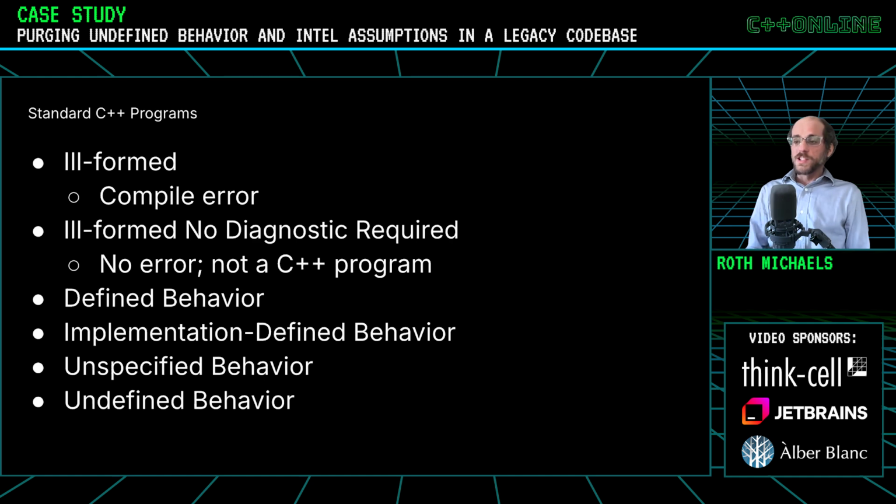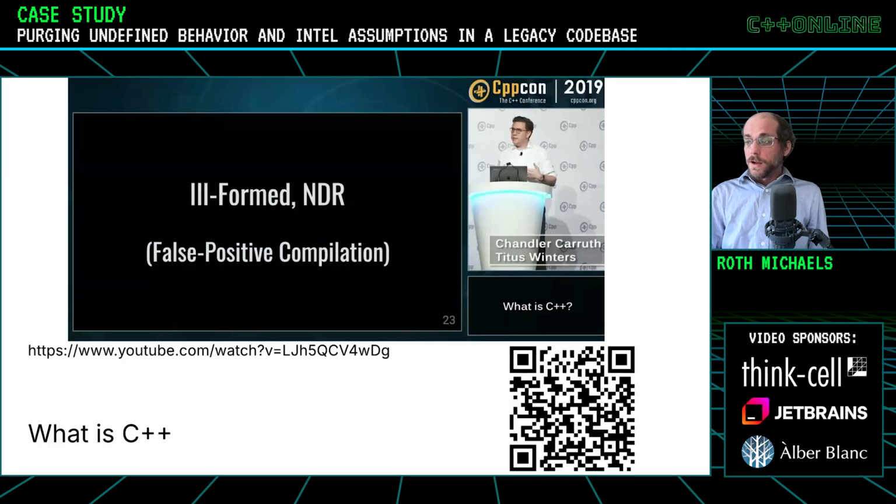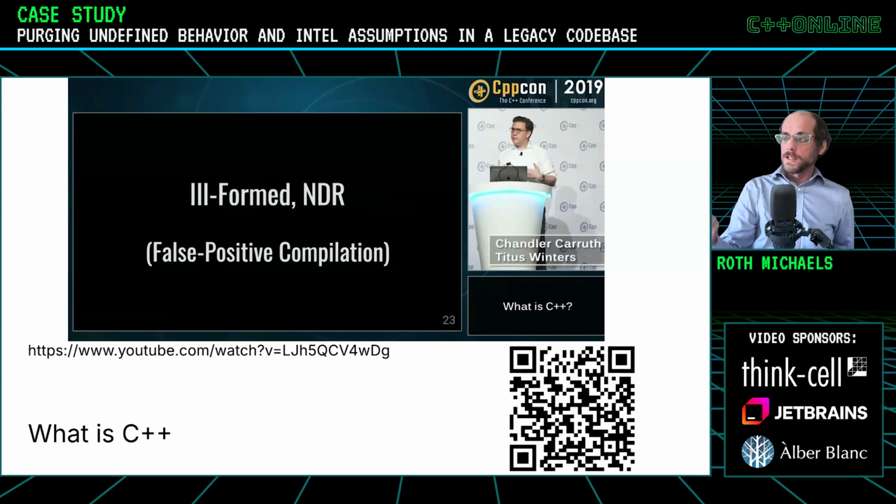And as far as the runtime behavior of your programs, you have defined behavior, where that's the deterministic behavior, like the standard document says this is what happens. You think about this as guaranteed behavior. We'll get into definitions of all this stuff. We have implementation defined behavior as well, unspecified behavior, undefined behavior, which is our main topic, and then a new one, erroneous behavior. Regarding the ill-formed, no diagnostic required, also a scary thing, not necessarily like undefined behavior, but I really like this talk from Titus Winters, What is C++, which is the first time I came across that concept.